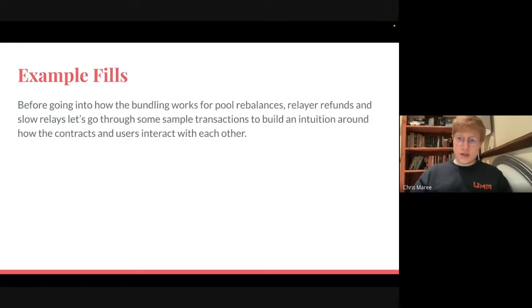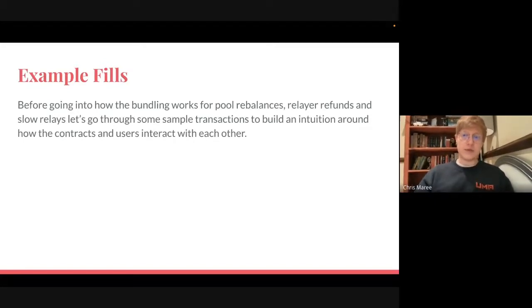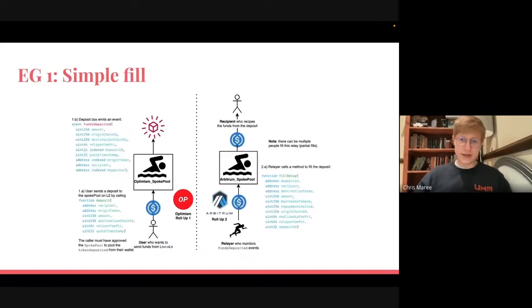Okay, so that was a lot. I know. Sorry for dumping that all at once, but we just need to get through that so we can get to the intuition part of the slides. Before we go into any detail on how the bundling works and starting to understand how these contracts actually operate, I want to go through some simple examples of the most common flows within the contracts. And I think maybe we can use this to build an intuition around how these contracts work, and then some of the stuff later hopefully will make a bit more sense.